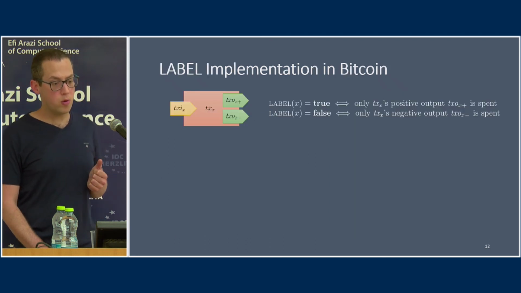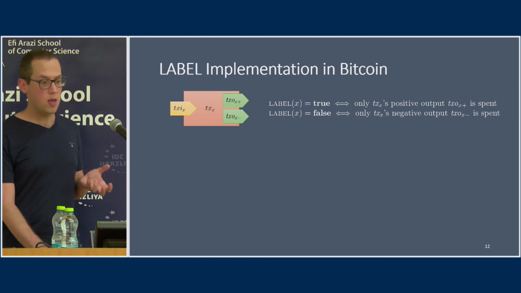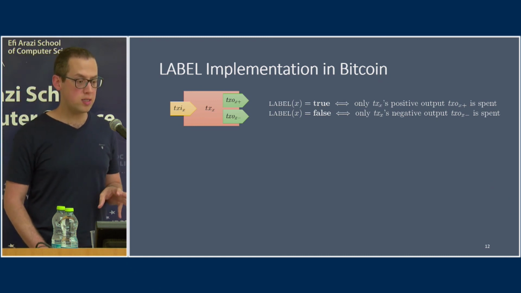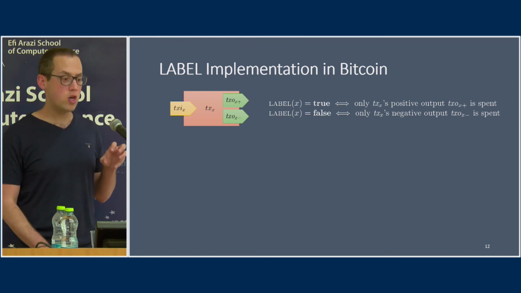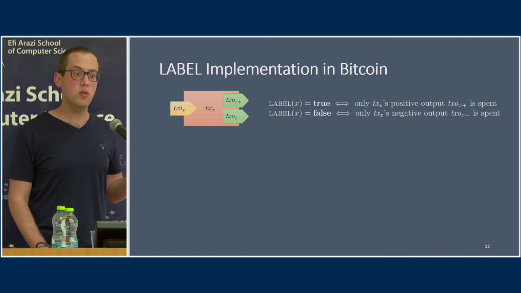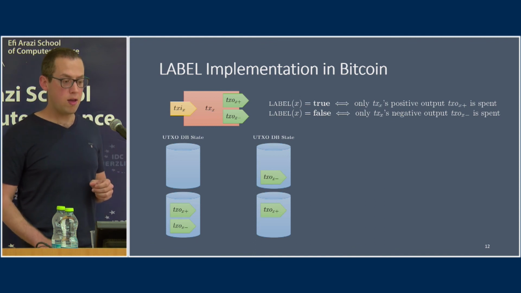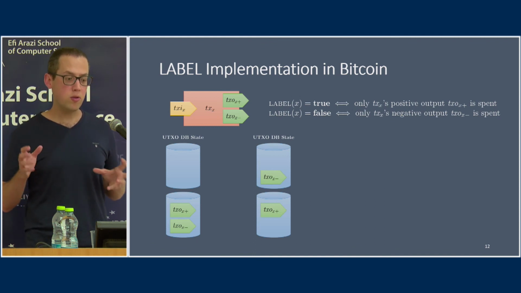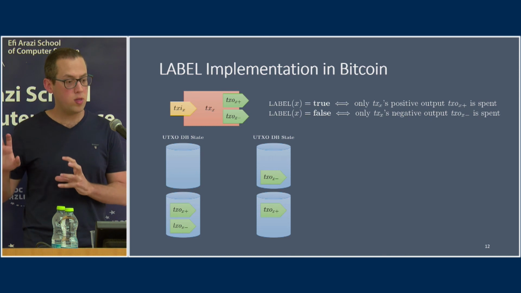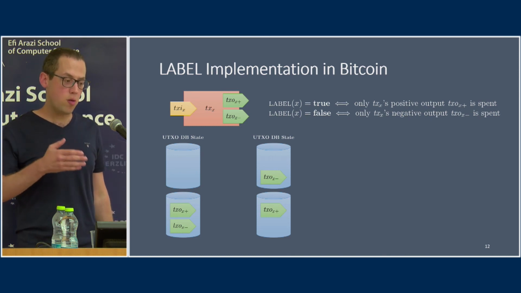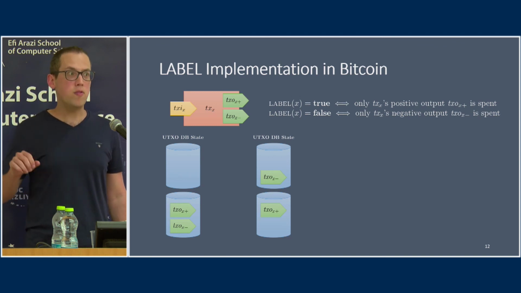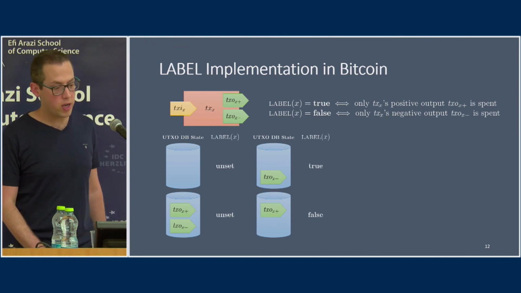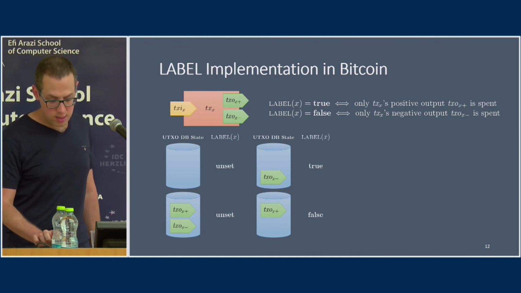So given this opcode, we'd like to implement label. Consider this transaction X, it has two outputs. And consider the UTXO ledger after this transaction has been accepted to the ledger. There are 4 states with regard to these outputs. Either they're both in it, they're both not in it, or only one of them is inside.